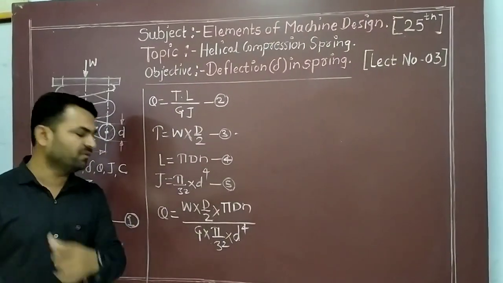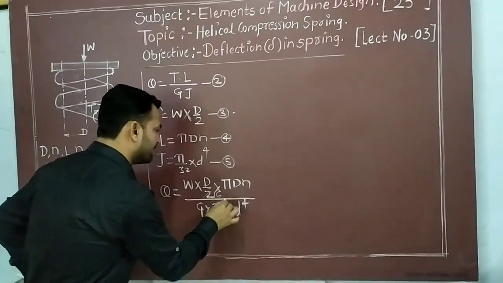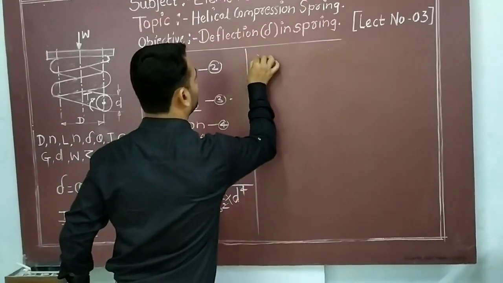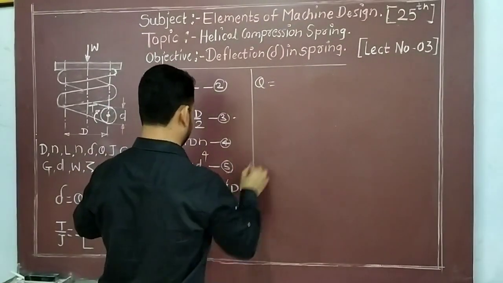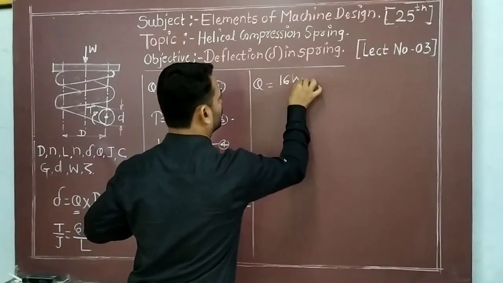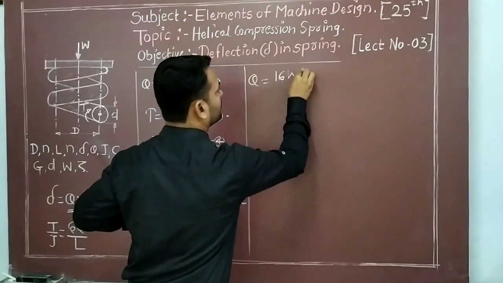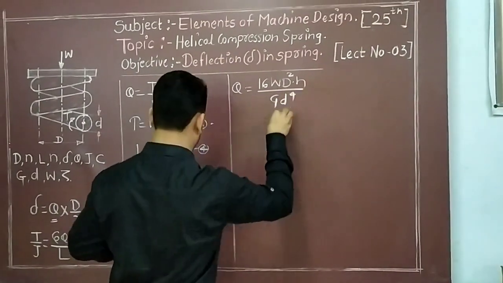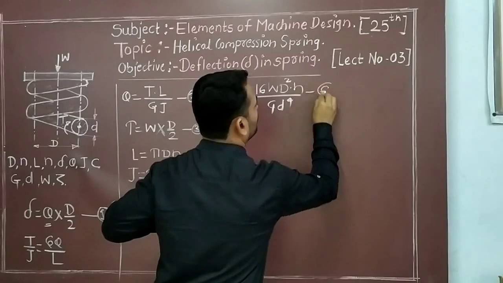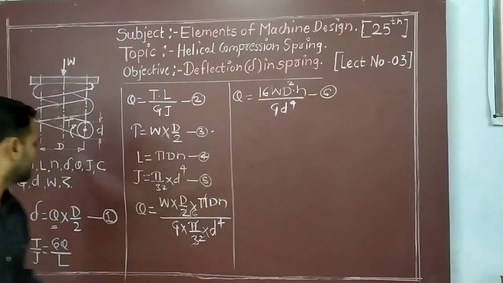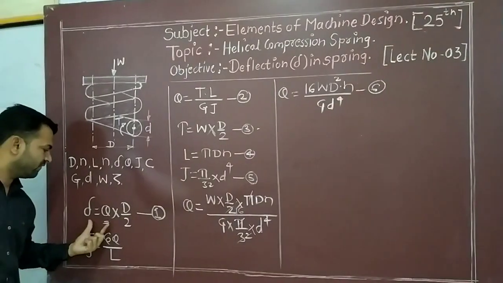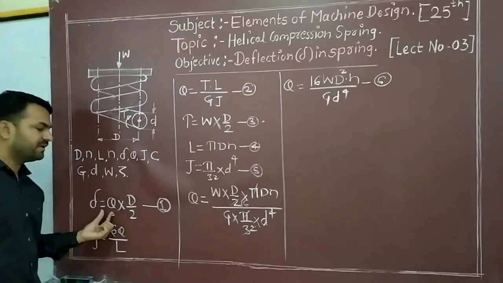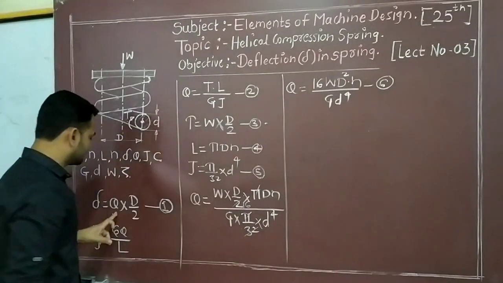After doing simplification here, 16 pi will get cancelled. So the final value of theta will be equal to 16 W D squared N divided by G d raised to 4, and this is equation number 6. Now we have the value of theta, and initially we have the deflection equation, delta equal to theta multiplied by D by 2. After doing all this calculation, we have the value of theta, and the final theta value we can put in equation number 1.